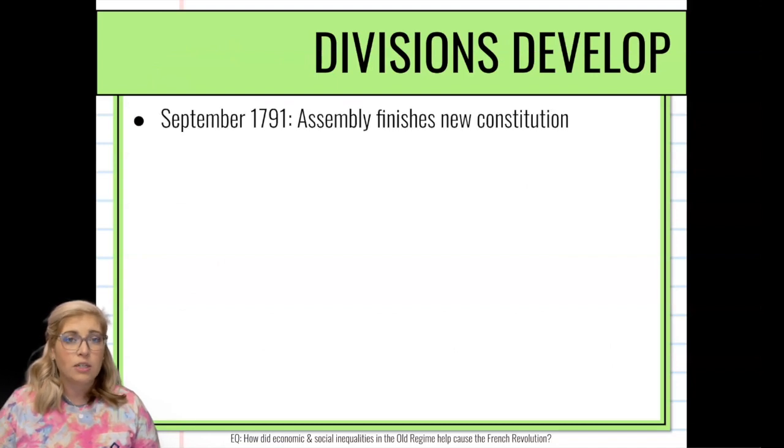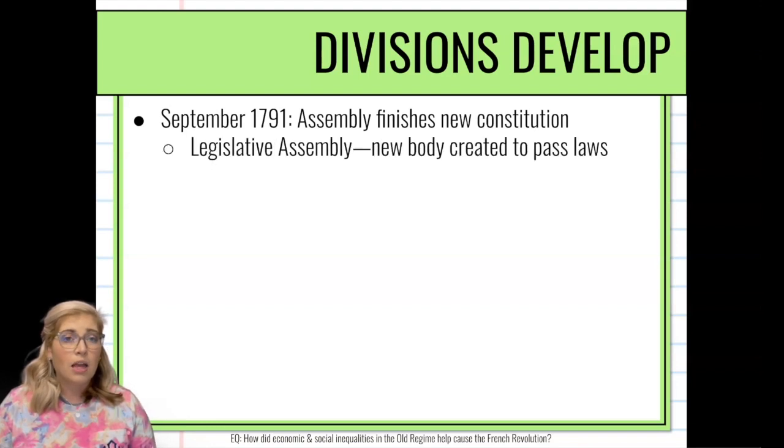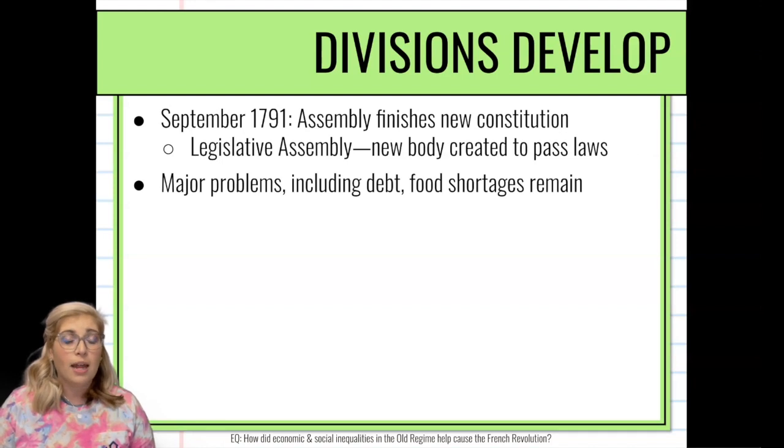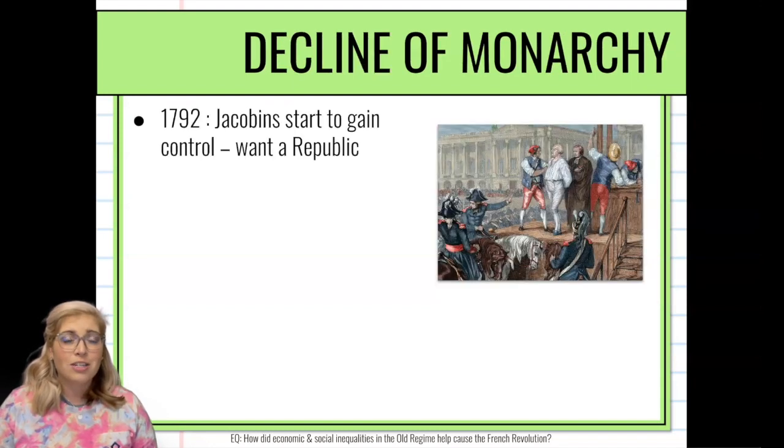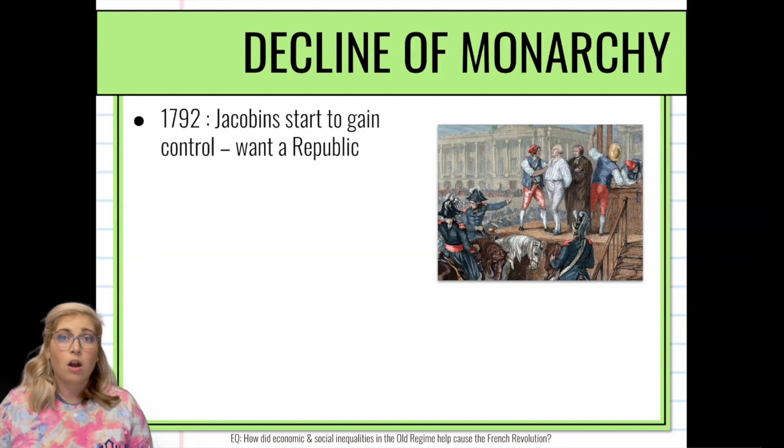By September 1791, the assembly finishes their new constitution, and they come up with a legislative assembly, which is a new body that's going to be devoted to creating and passing laws. We have major problems in France, including debt and food shortages. And the assembly splits into three main groups, almost like political parties: radicals, moderates, and conservatives. So the monarchy starts to decline in 1792 when one group, the Jacobins, start to gain control, and they desperately want a republic.